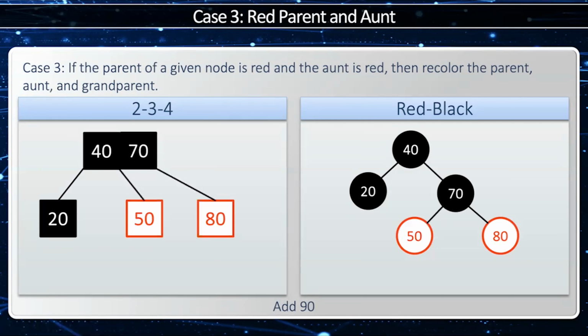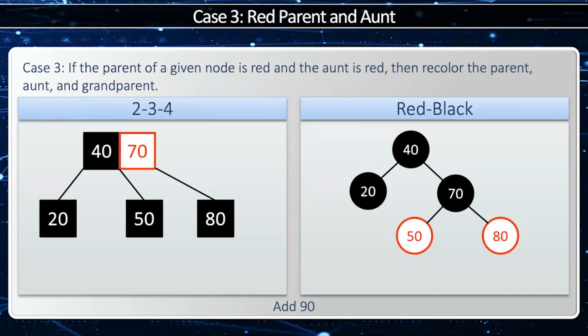And then I reconnect him. Now I have 2 values at the root, so I'm going to have 3 children. And only one of these can be black. So 40 remains black and 70 turns red. Now I must have exactly one black value in a 2-3-4 node. So 50 and 80 are both going to turn black. And now that I'm finished, I can now add 90.